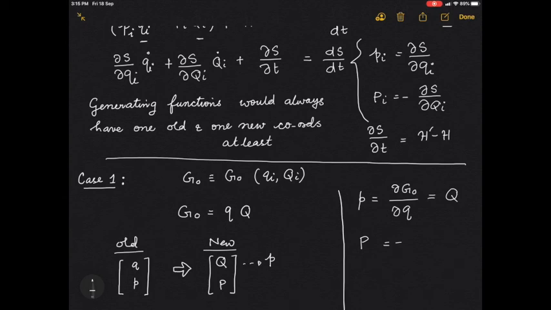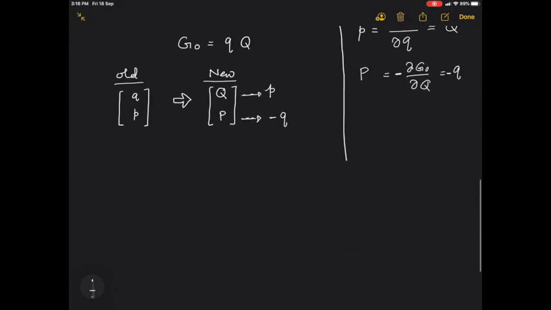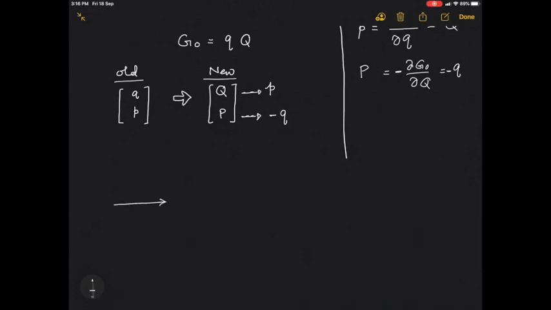What is the other thing giving me? It's giving me that capital P will be minus del S/del capital Q, which is, if I do del G0/del capital Q, I get a small q, but I had this minus sign, so I get minus small q. So capital P is minus small q. Okay. So let's have some fun. We usually plot q this way and p this way, and if we want to preserve that, let's see how the new system looks. The new system is capital Q and capital P. Now capital Q is nothing but p. So this is p.